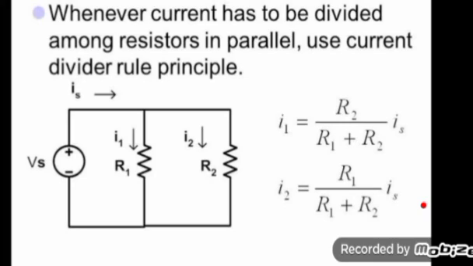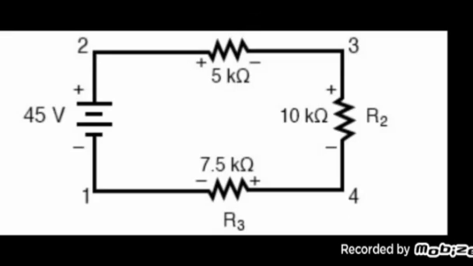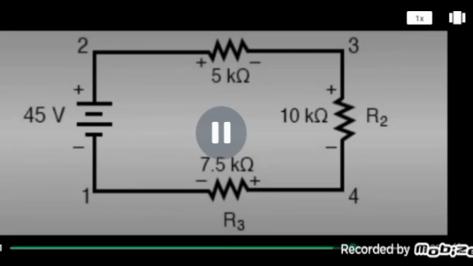So if you find the current flowing through a resistance, take the other resistance in the numerator, then take the sum of both resistances in the denominator, R1 plus R2, multiplied by the total incoming current Is. Just apply this formula, and you will definitely solve the questions. Now coming to the next slide, this is the actual circuit. I will not solve this circuit, you have to solve this circuit.